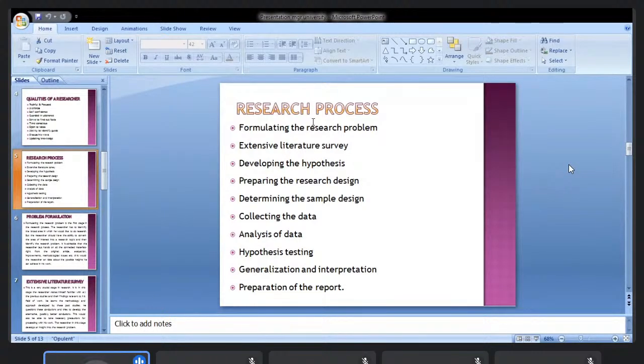So after the review of literature, you have to prepare the research design. What kind of samples am I going to use, how many people, e-commerce marketing. So what field, what type of sample, you have to take it specifically.